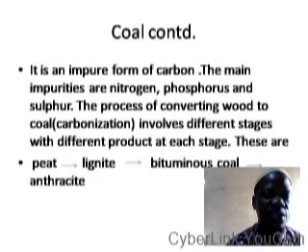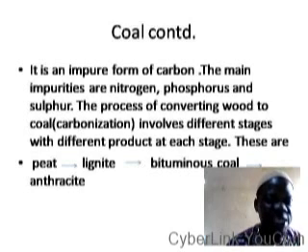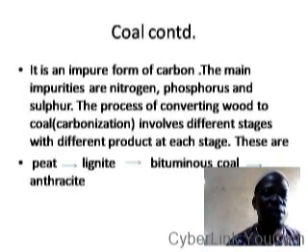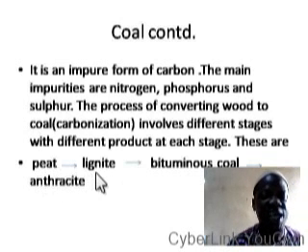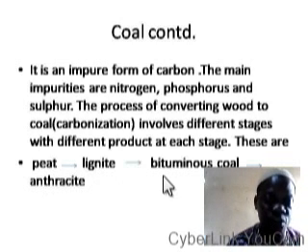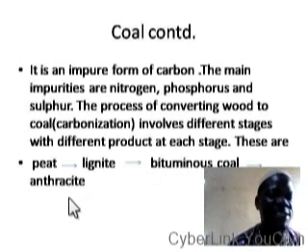When coal is being formed, some stages are passed through. First, the wood is converted to peat. Peat, after some actions of heat and pressure, is converted to lignite. Lignite later becomes bituminous coal. Peat forms lignite. Lignite forms bituminous coal. Bituminous coal is also called soft coal. And bituminous coal is later converted to anthracite.